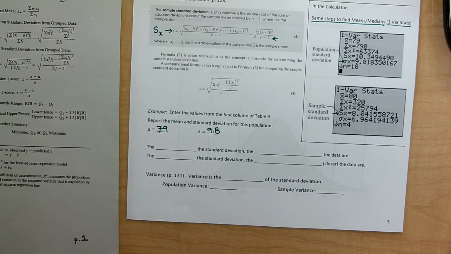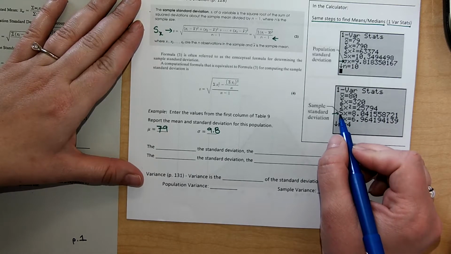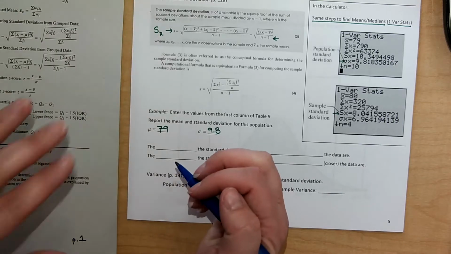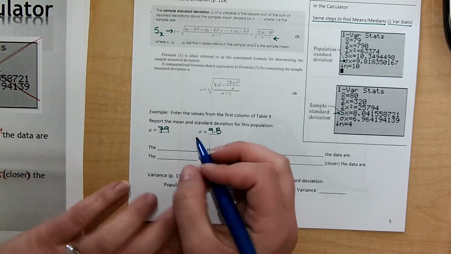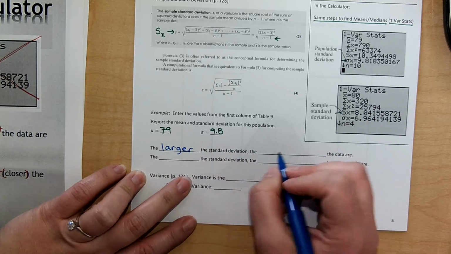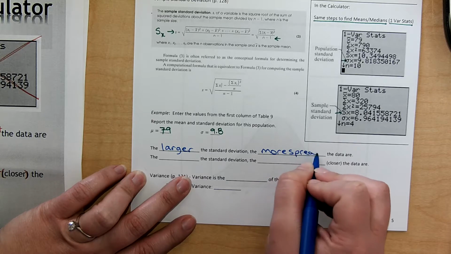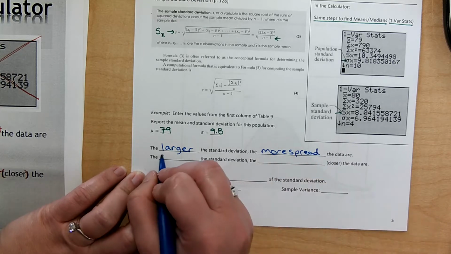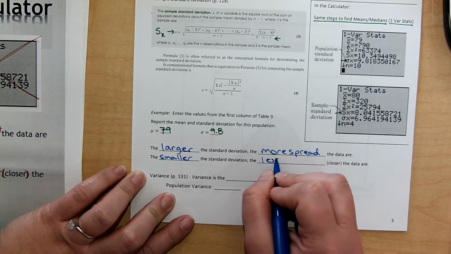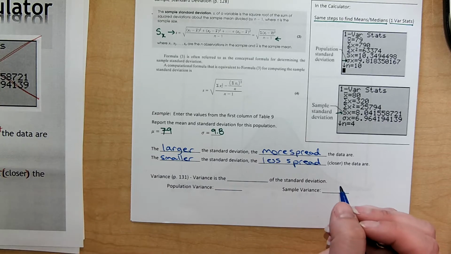Alright, so standard deviation, again, we're just going to use the calculator. If it's from a sample, we use S of x. If it's from a population, we use sigma x. The way standard deviation works is that the larger the standard deviation, the more spread out the data are, and the smaller the standard deviation, the less spread out the data are. And we're going to see this visually here in just a second.